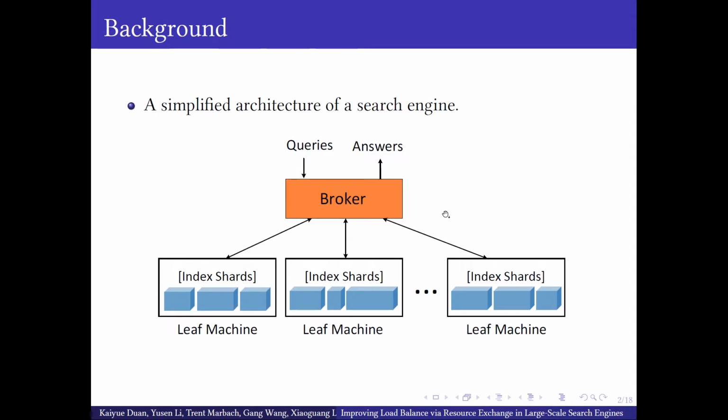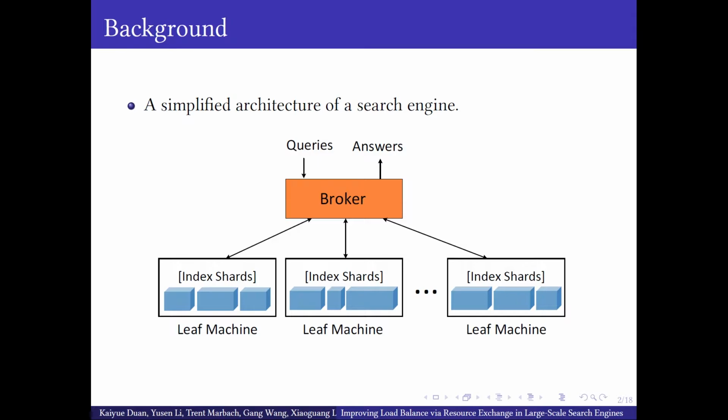This figure shows a simplified architecture of a search engine. The raw documents are crawled from the internet and encoded into inverted index files. Large index files are divided and are used to construct multiple index shards. These shards run on leaf machines. The leaf machines are used for storing index files and processing a high rate of queries.